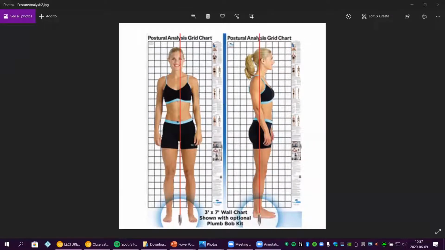Now let's go over here to the lateral aspect. And I believe, as Kelly already said, the ear is definitely further forward than it needs to be, right? So that ear is off. Does it go through the acromion pretty well? Does it look like it goes through the acromion? Yeah, it looks like it goes through the acromion.